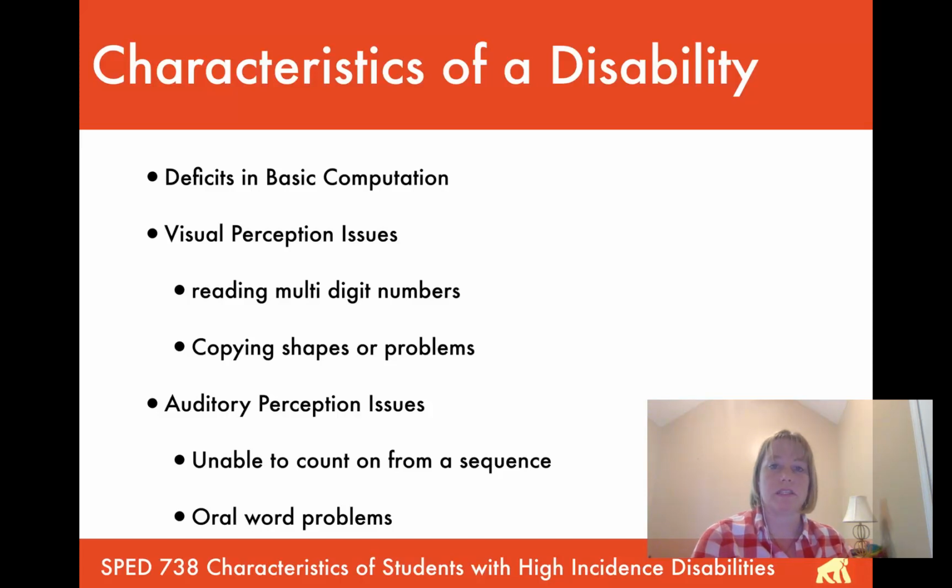We also can see students with auditory processing issues. So they may really have trouble with oral word problems. They may need it to be in print to be able to solve those. Or they may be unable to count on from a sequence. So if I say count from 10 starting at 30, and I just say it, that may be really hard for them. Or if I say count to 100 starting at number 56, that may be extremely hard for them.